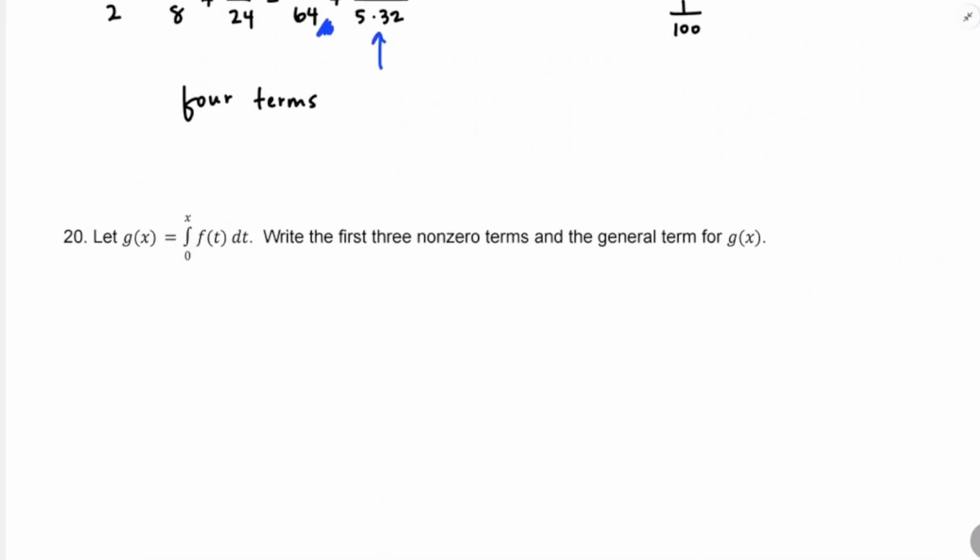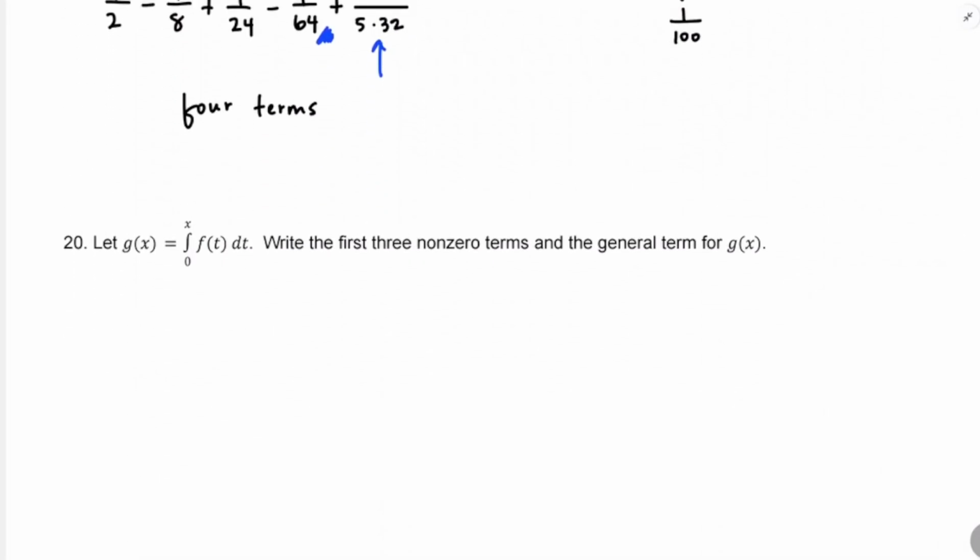All right, and then number 20, let g equal the integral from 0 to x of f of t dt. This is really the type of problem we're going to see in the next unit more, but I thought now would be a good time to do that also, because you don't need to just go and do alternating series test 100 times the same way you need to do limit comparison test a bunch. The first 3 non-zero terms and the general term for g of x.